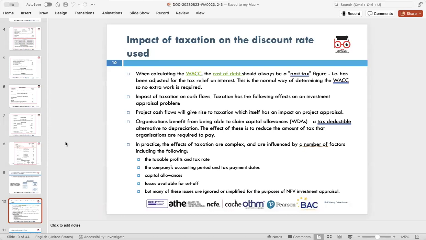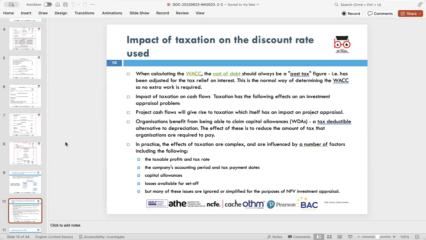However, it is important to note that the effects of taxation can be complex and influenced by various factors. These factors include taxable profit, tax rates, accounting periods, tax payment dates, capital losses, and available losses for set-off. While these factors play a significant role in determining the tax implications of an investment, they are often simplified or ignored for the purposes of net present value, or NPV, investment appraisals.